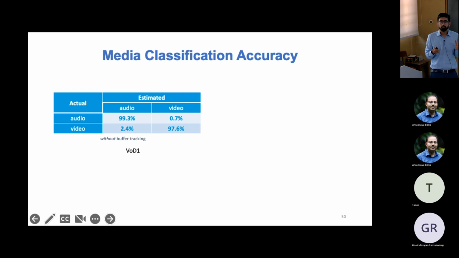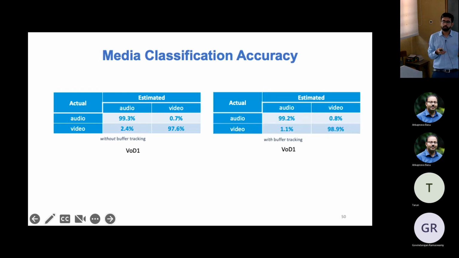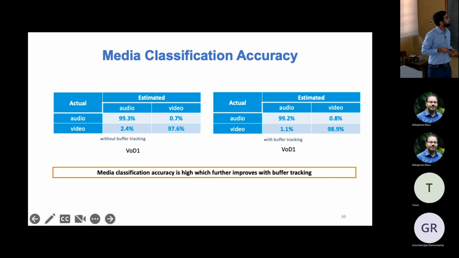One intermediate step we do in QoE estimation is media classification of transactions, where we classify them into audio and video. Here is a confusion matrix where you use only the size of the reconstructed transactions, and you can see the accuracy is generally high, the numbers on the diagonal. If you also add this buffer tracking, the accuracy improves slightly.